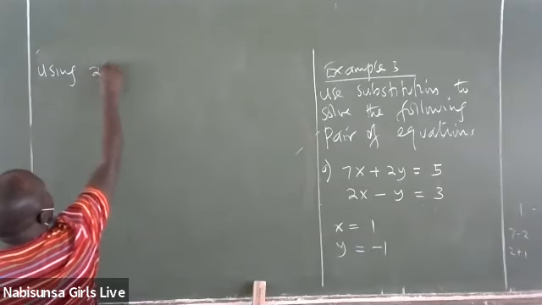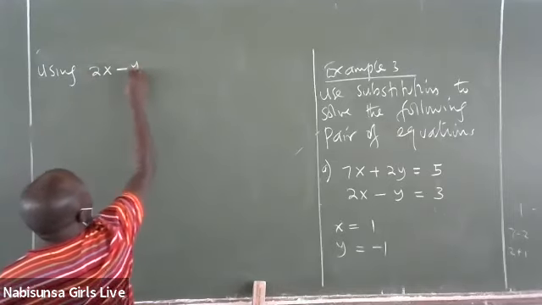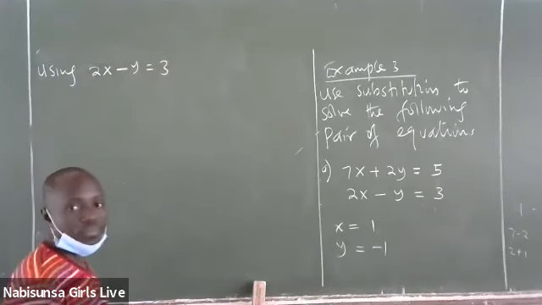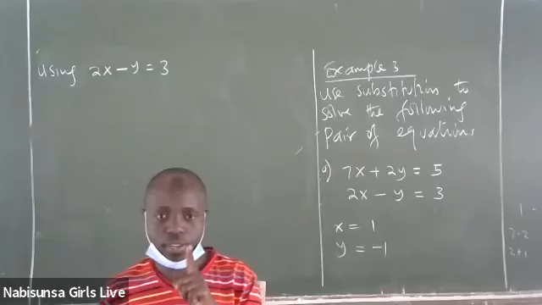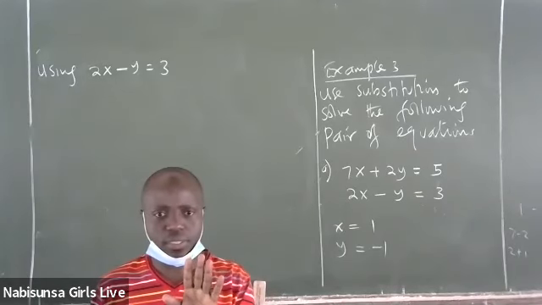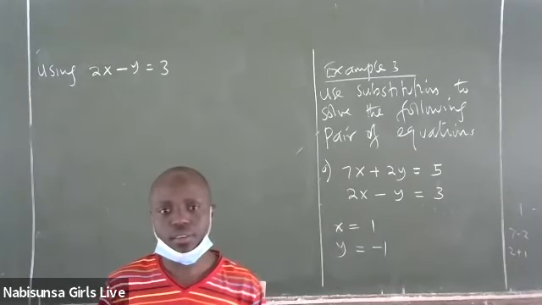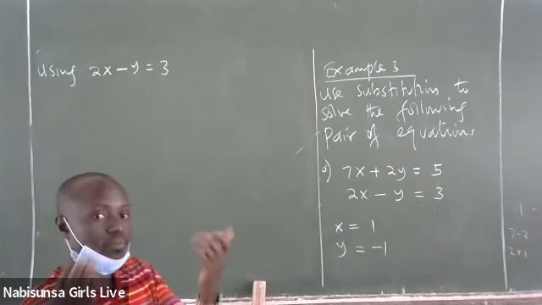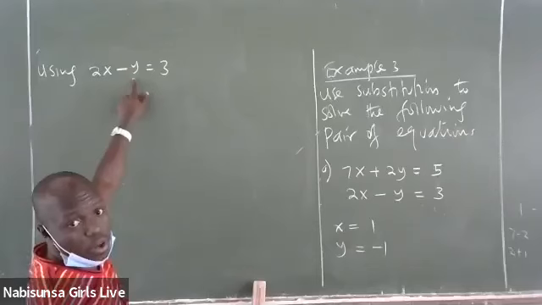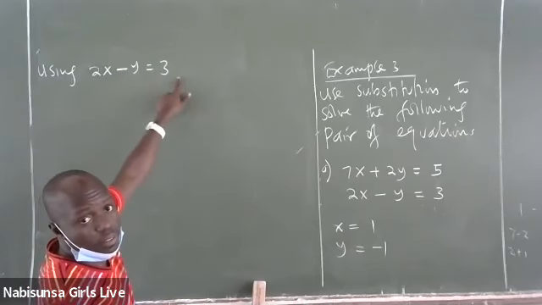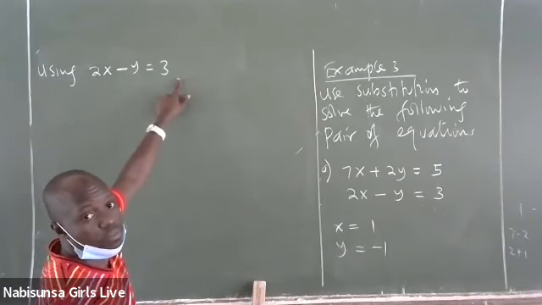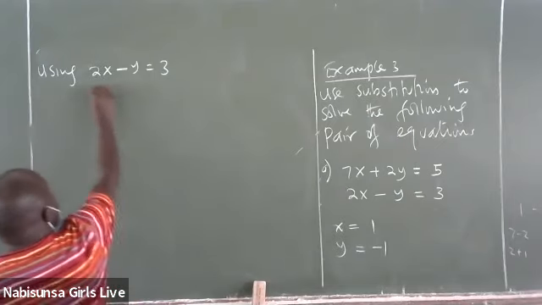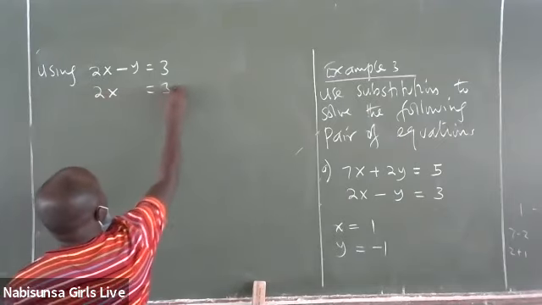Using 2x minus y is 3, I'm going to make y the subject. You could have made x the subject, but let me make y the subject because it is easy. You see this y here? I'm going to take it this side. It will become positive. So I'll have 2x equals 3 plus y.